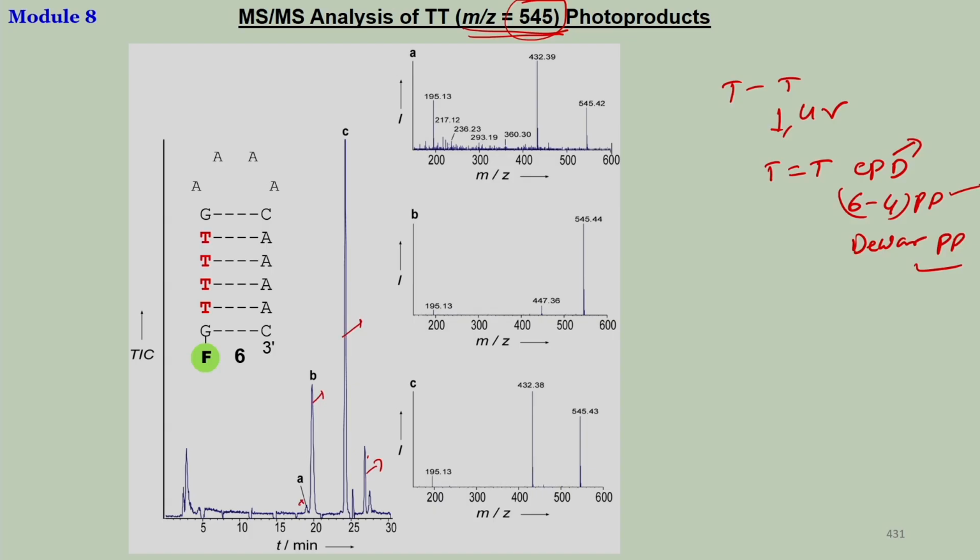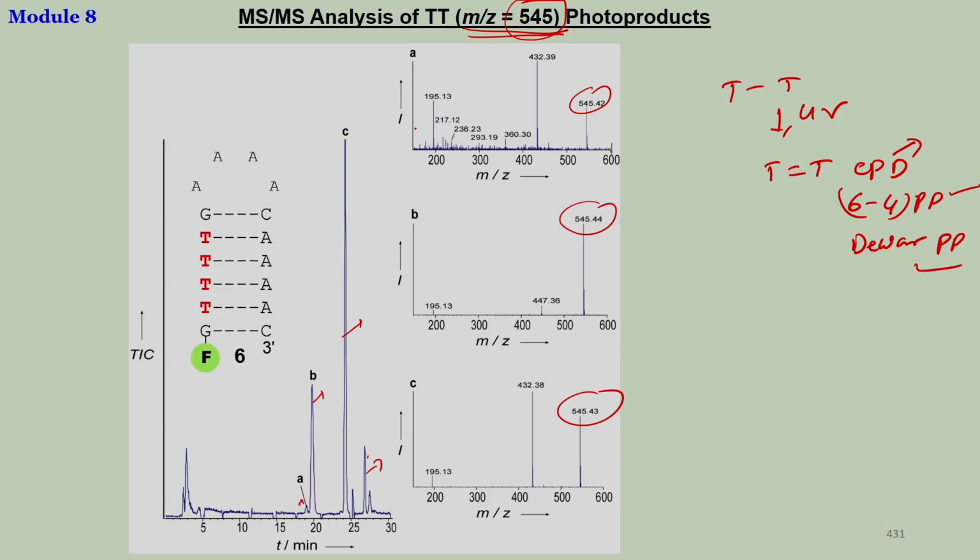The peaks are A, B, C basically. And this is the MS pattern for A, this small peak here, this is the pattern for B, this is the pattern for C. All of them have the mass 545, and these are the fragmentations of this mass.